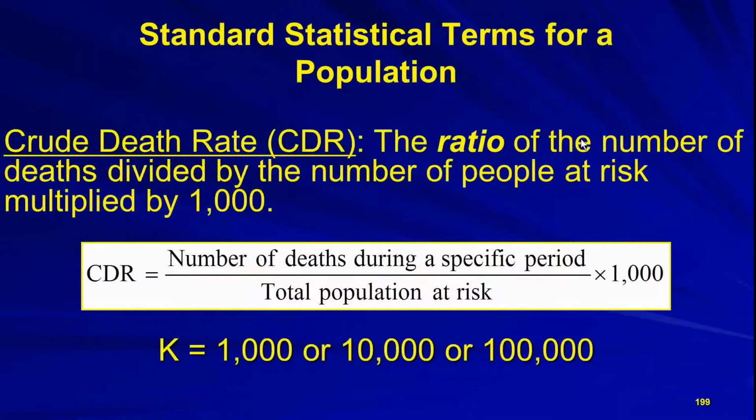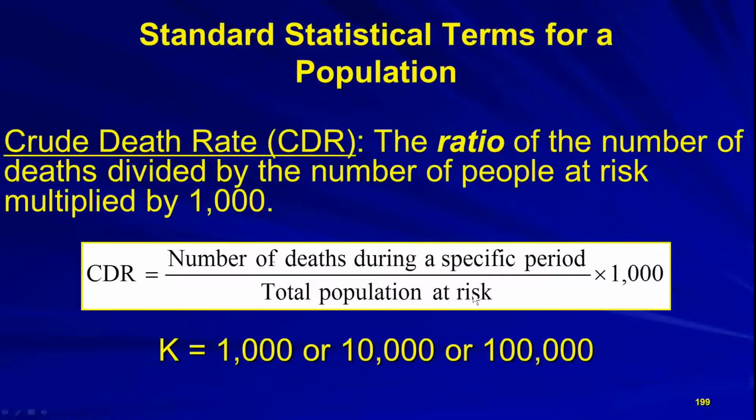Now, here's the formula for a crude death rate. Now notice in every definition I show you, you're going to see this word ratio. And you understand that it's a rate, but it's categorized. Every one of these, rate, ratio, and proportion, are categorized as a ratio. And this talks about the deaths during a specific time period. And this is usually a year.